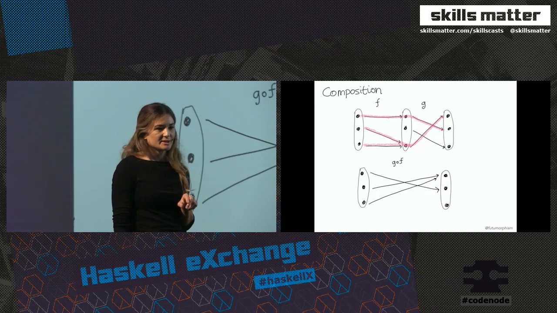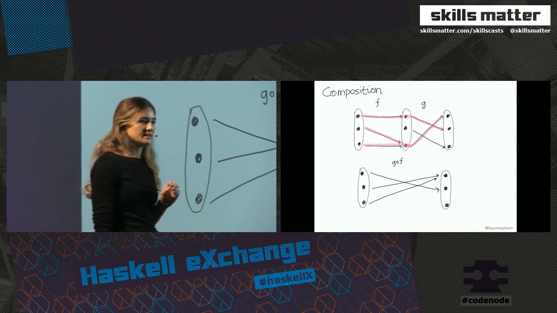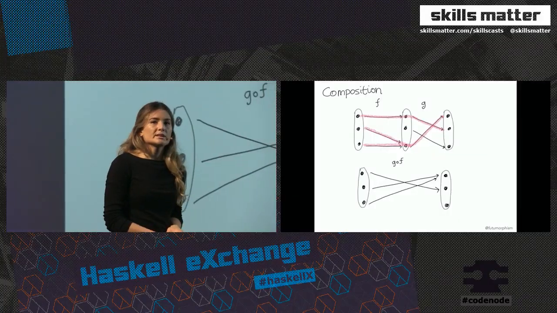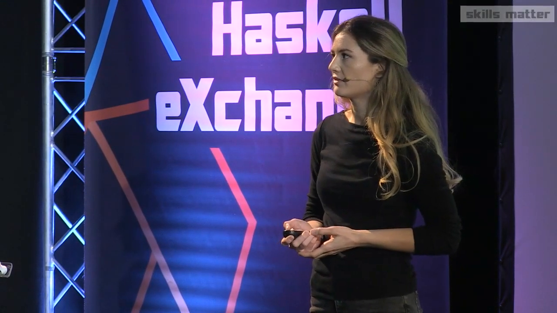Now we can define composition. So if you have two functions, and the codomain of one is the domain of the other, we can obtain a new function by first applying f and then g.